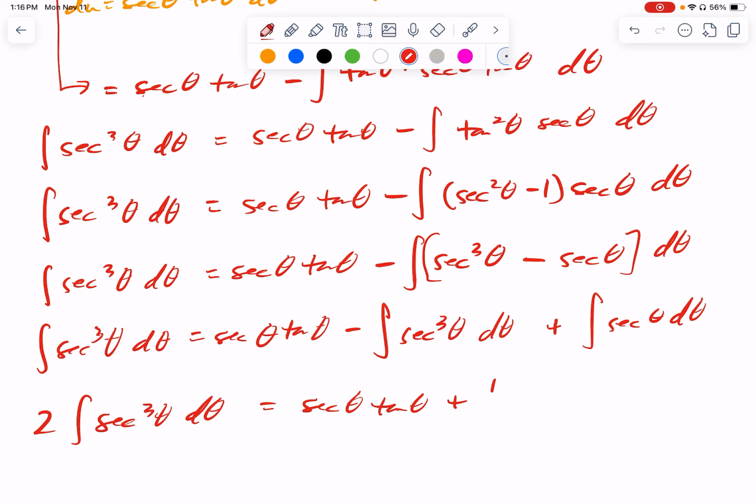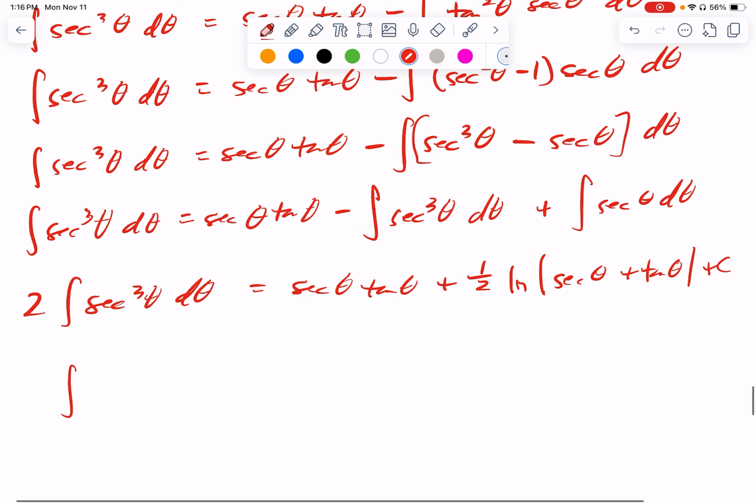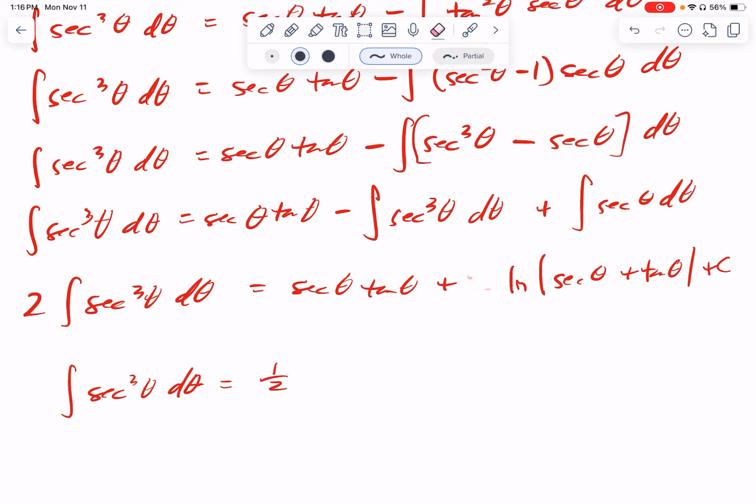You can look that up. It is the natural log of the absolute value of secant theta plus tan theta. So now we can just divide by 2, with a 1/2 in front. No one said this was fast. No one said this was easy. No one said this was fun, but it's possible.